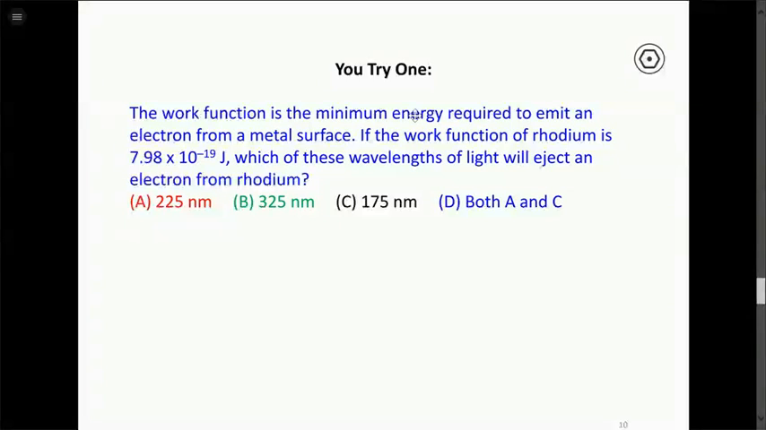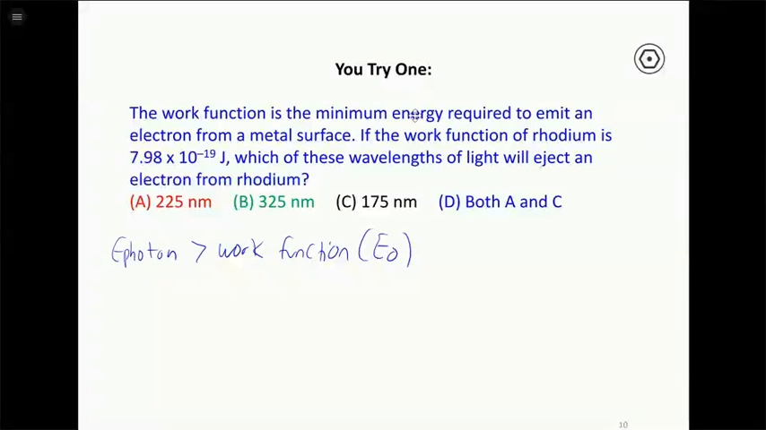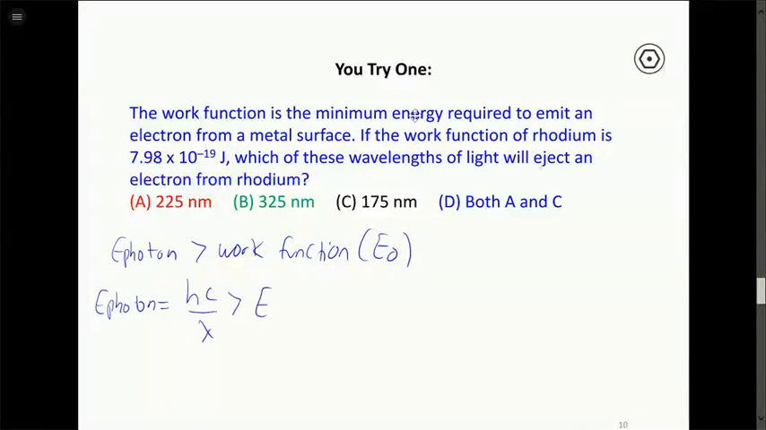So the concept here is that the energy of the photon that strikes the surface has to be greater than the work function, which is sometimes abbreviated E0, related to the frequency, the threshold frequency ν0. So we want to know which of these wavelengths has photons that are greater in energy than this given work function here. So we set up this inequality. The energy of the photon, which is equal to hc over lambda, has to be greater than this value of E0 that we're given in the problem.